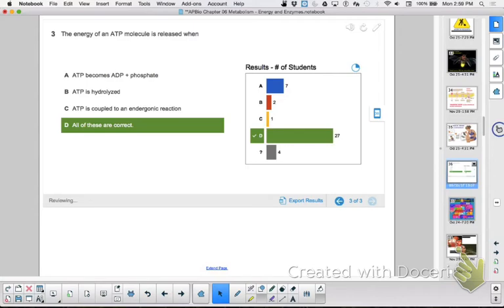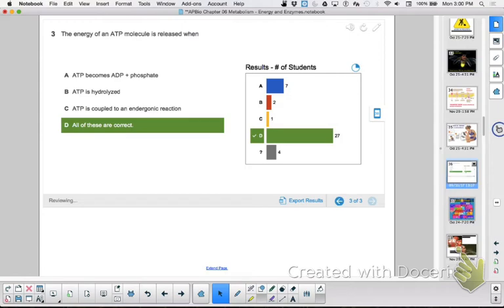So, the 10 of you who missed this, you all said either A, B, or C was correct, but the actual answer is D. All of those are true. ATP becomes ADP plus phosphate. ATP is hydrolyzed, it's broken down, if ATP is coupled with an endergonic reaction. All of those are true.